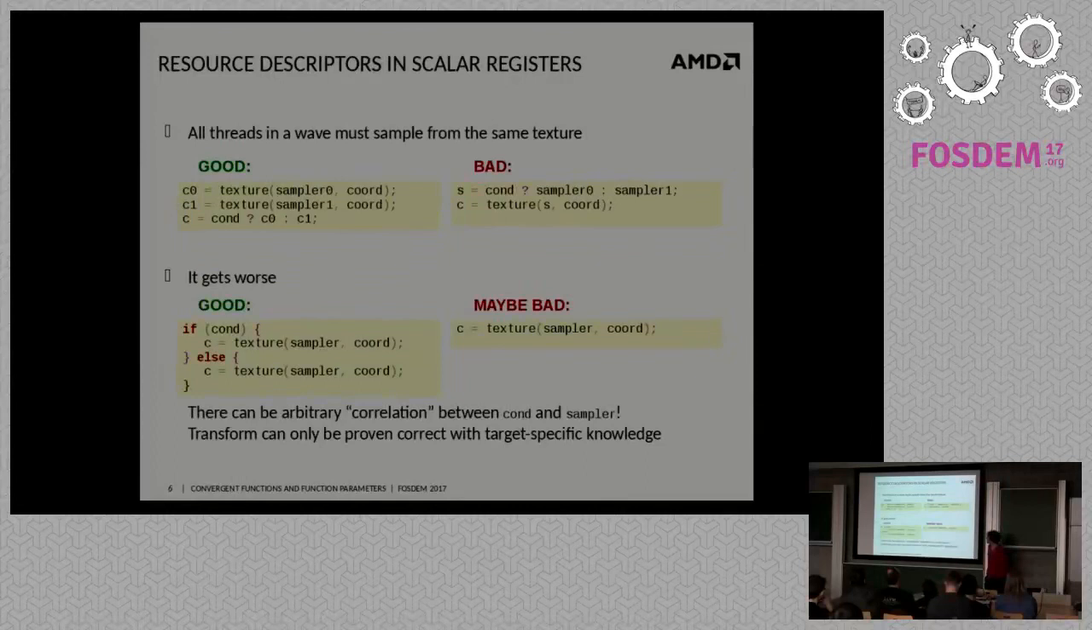Again, look at the top two code examples, left and right. They look like they should be kind of equivalent, assuming that there are no nasty side effects in the texture intrinsic. The problem, though, is that the sampler variable, which tells you which texture to sample from, is physically in the hardware stored in one of these scalar registers, which means that all the threads within a single wave must be sampling from the same texture.